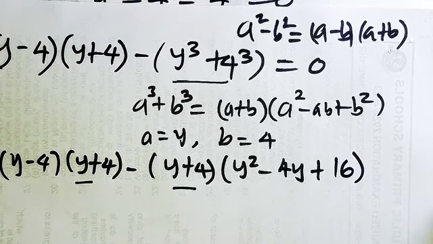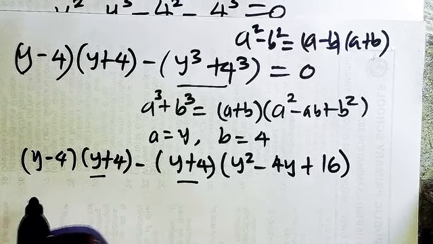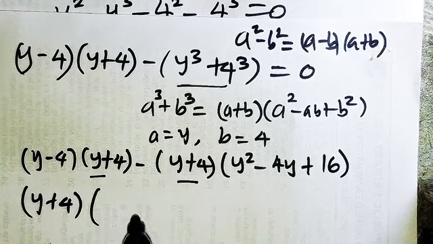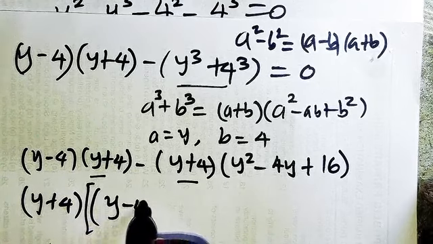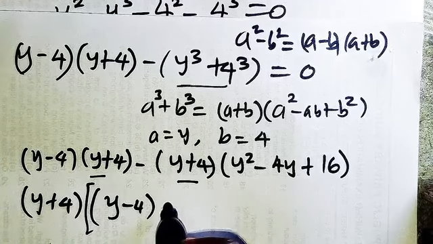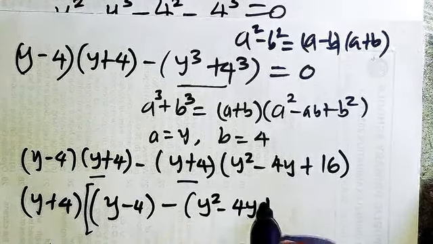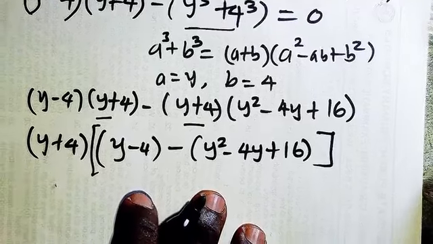So from there, what do you think I'm going to have? You can see that I'm going to have y plus 4, taking y plus 4 outside, that is factorizing. So I'm going to be having y minus 4 here, then this is going to be minus y squared minus 4y, then plus 16, right? So now we move further.